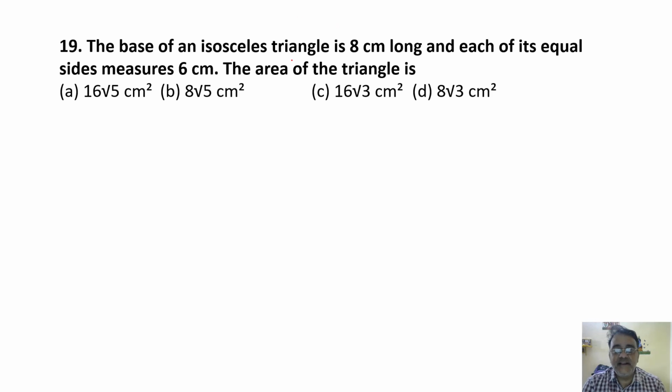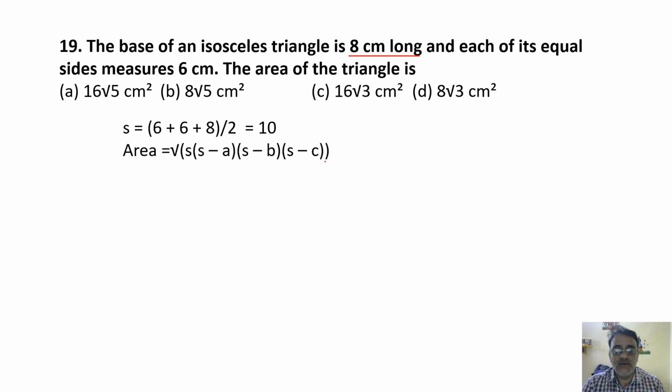The base of an isosceles triangle is 8 centimeters long, and each of its equal sides measures 6 centimeters. The area of the triangle is dash. So first we will find the semi-perimeter, that is 6 plus 6 plus 8 by 2. So 6 plus 6 is 12, plus 8, 20, by 2 is 10. Now we will write Heron's formula, that is root over s into s minus a into s minus b into s minus c.